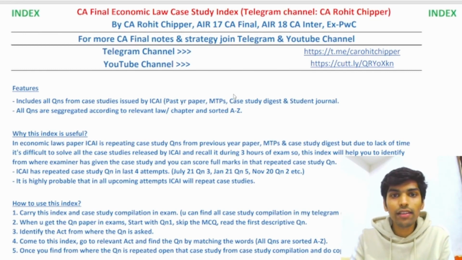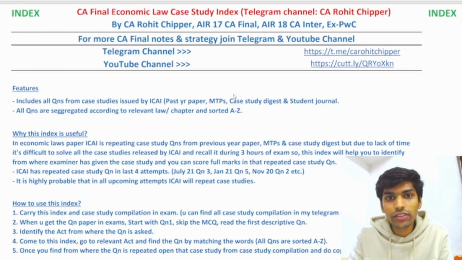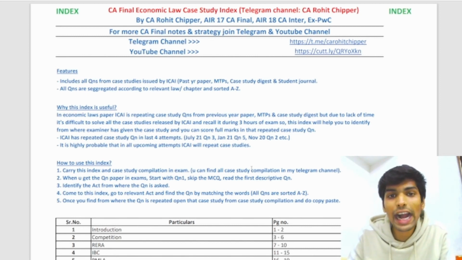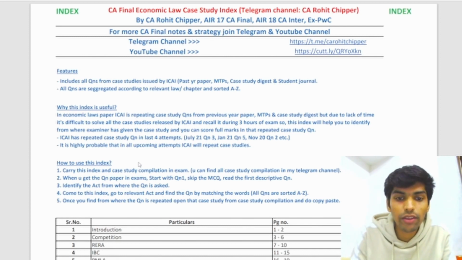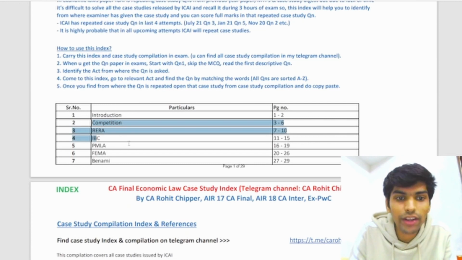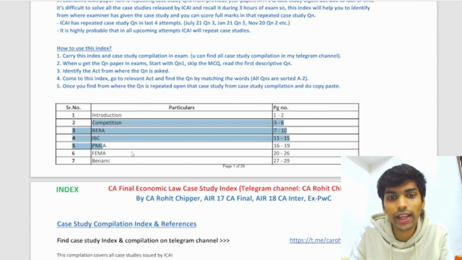Once you carry this case study index plus the case study compilation, in the exam hall, when you get the exam paper, just move to question 1. In question 1, skip the MCQ and move to the descriptive part. Read the descriptive question once and identify the act from which this question has been asked. Then come to this index and move to that relevant act or chapter, that is the Competition Act, RERA Act, IBC, PMLA, FEMA, BENAMI, from which that question has been asked.